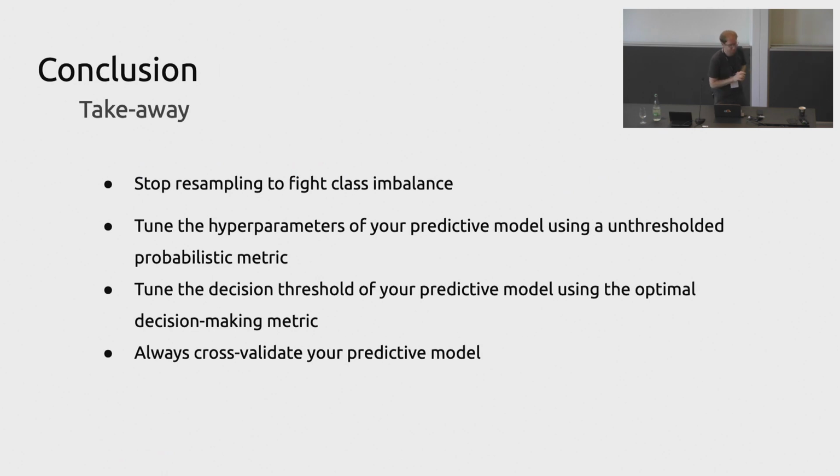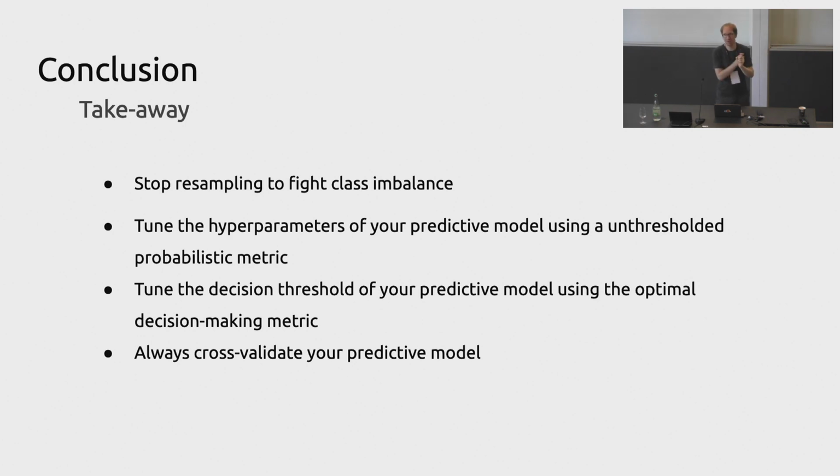So, takeaways: stop trying to fight imbalance with resampling, okay? This can still be useful for some cases. For instance, you want to run on some smaller sets, but then you need to recalibrate your classifiers. You can still use this. There are still some use cases, but not the one that is written in the literature, okay?